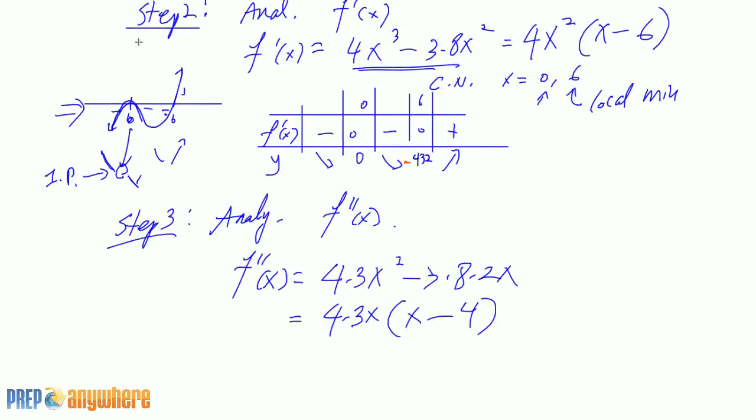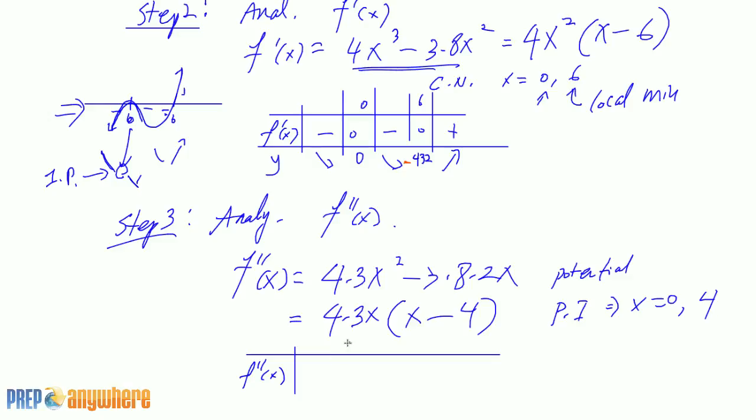From here, potential point of inflection is occurring at x equals 0 and at 4. Okay, let's make a table like above. The second derivative, all the numbers on the top, it's 0 and 4.